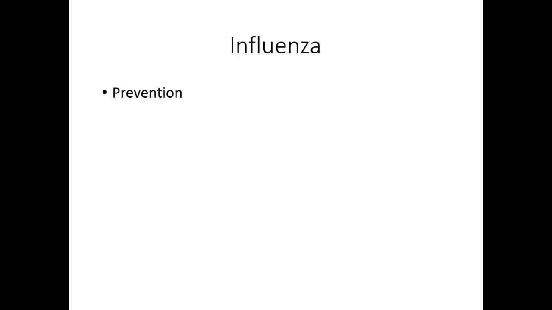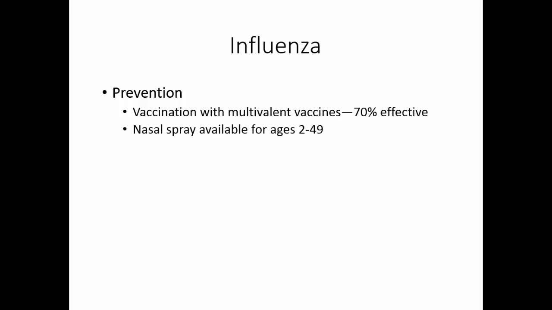The best prevention for influenza is vaccination with a multivalent vaccine. They inject you with several strains of the virus, the one from last year as well as the one that's most prevalent all the time. Vaccinations are about 70% effective. There is a nasal spray that's available for people who are aged 2 through 49, and hand washing is still the best way to prevent the transmission of the virus.